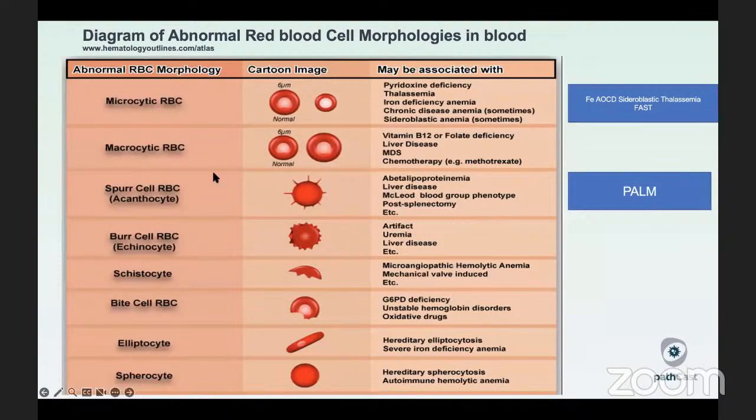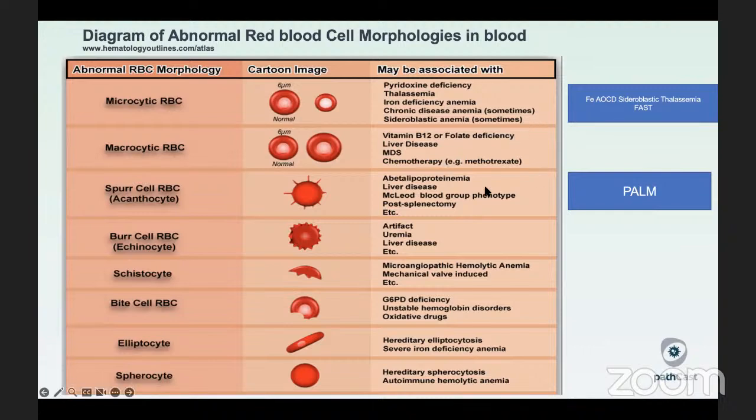This diagram I adopted from the Hematology Outline Atlas, and this is one of the references I referred to earlier in the session. It shows you the different morphologies. You should be familiar with different morphologies like microcytic anemia, macrocytic anemia, what causes elliptocytes, what causes schistocytes. These are the kind of things that might show up on your board exam, so you need to be familiar with this.